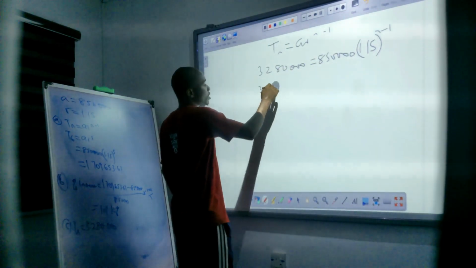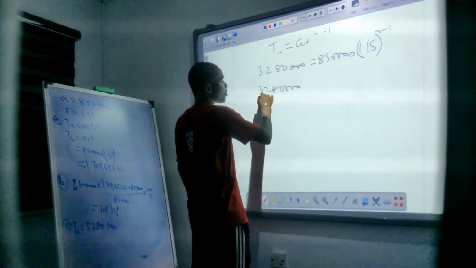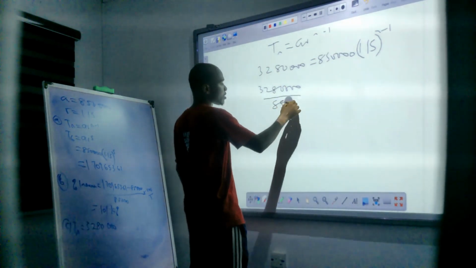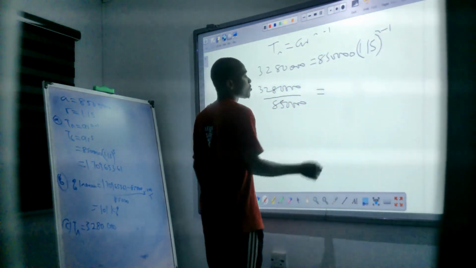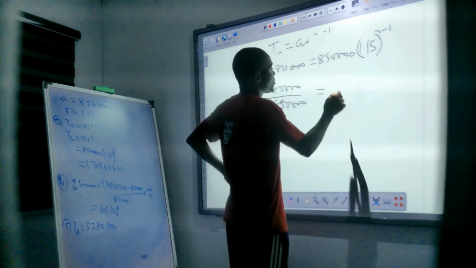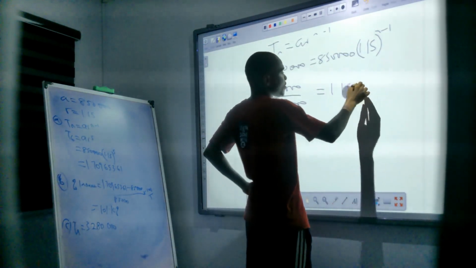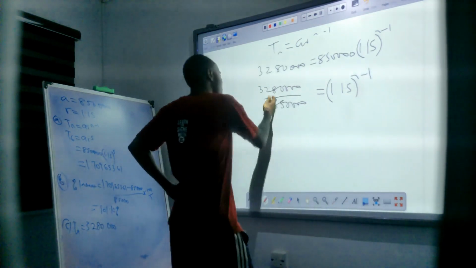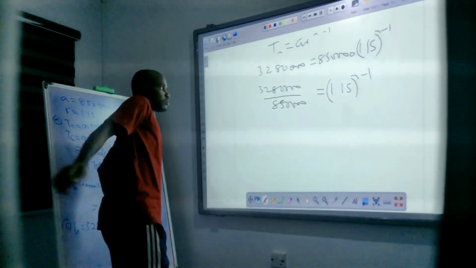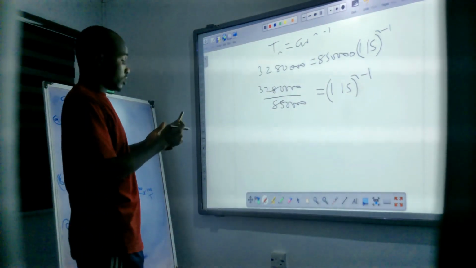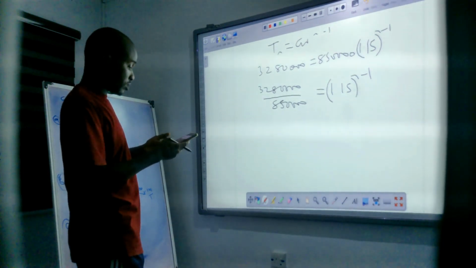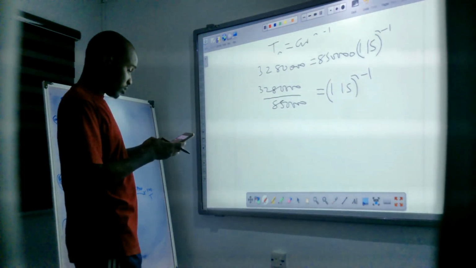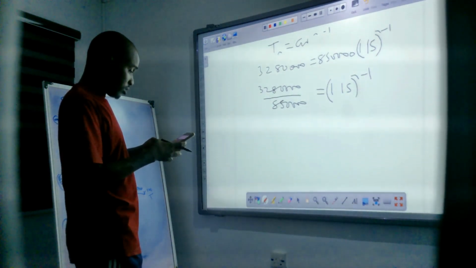Then n minus 1. So let's take log. Let's do that by 850. So 328,000 over 850,000 equals, if we divide it by 850, 1.15 to the power n minus 1. So this now divided by 850 will give us what?